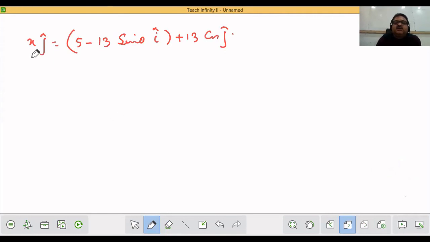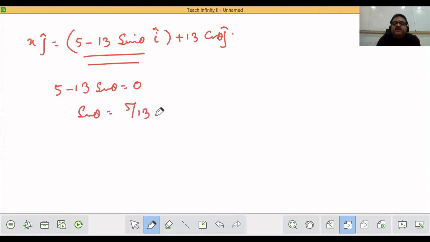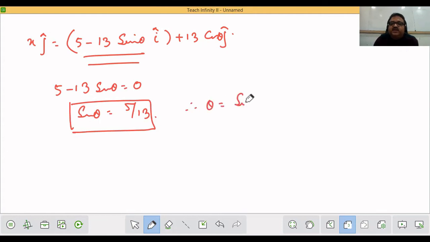Now look, it is quite clear. There is no i component on the left side, so the i component on the right would be 0. So what can we write? 5 minus 13 sine theta is equal to 0. Therefore, sine theta is equal to 5 by 13. Clear? So it is clear that theta is equal to sine inverse of 5 by 13.